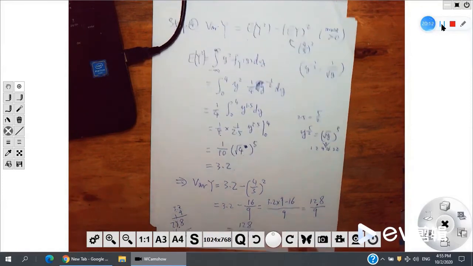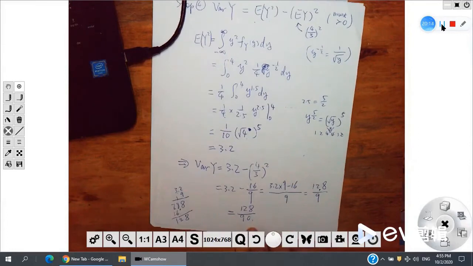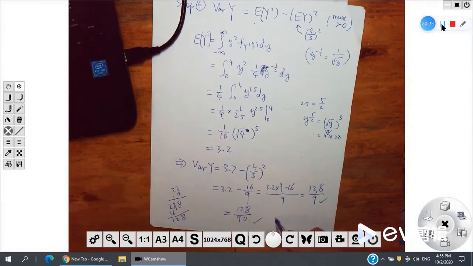Alright, and this one you can do some simplifying. Keep it this way. Yeah, this is good. This is also good. If you have a calculator, you can have the final answer. Alright. Okay. So this is an example.